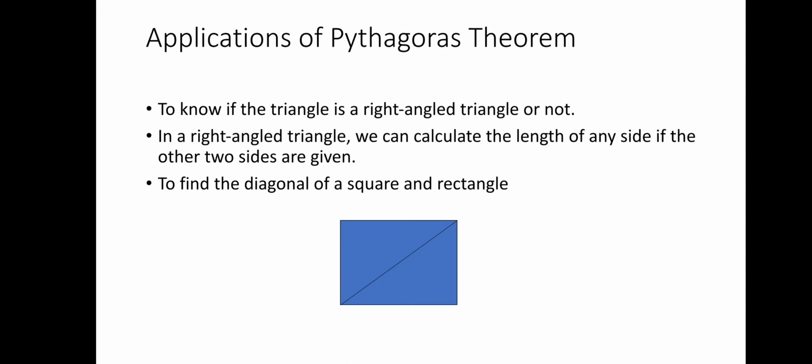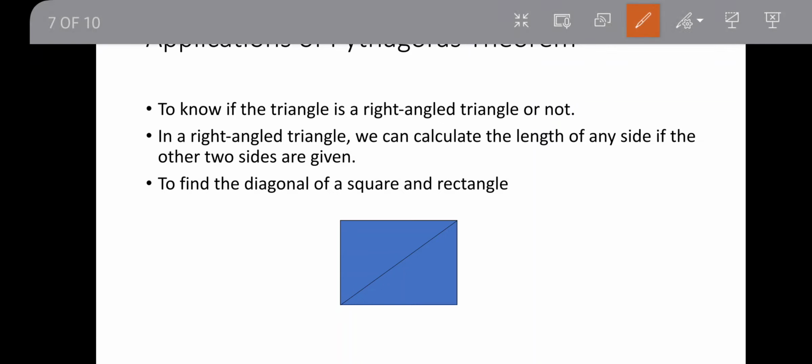So, in a right-angled triangle, if we know the base and the hypotenuse, we can find the perpendicular. If we know the perpendicular and the hypotenuse, we can find the base. Or if we know the base and the perpendicular, we can find the hypotenuse. So if we know two sides of a triangle, we can always find the third one.